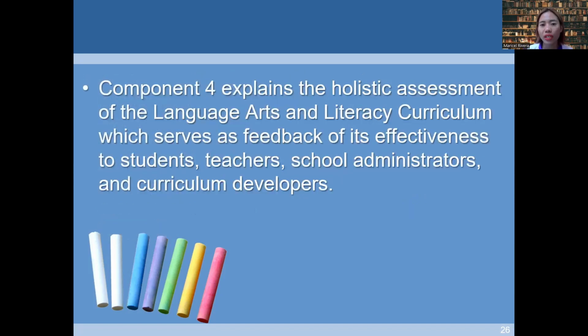Now the component 4, it explains the holistic assessment. So component 4 explains the holistic assessment of the language arts and literacy curriculum, which serves as the feedback of its effectiveness to students. We have the teachers, the school administrators, and at the same time, the curriculum developers.